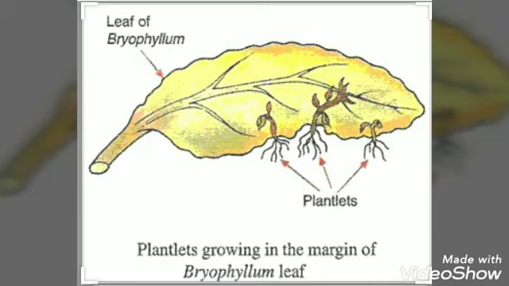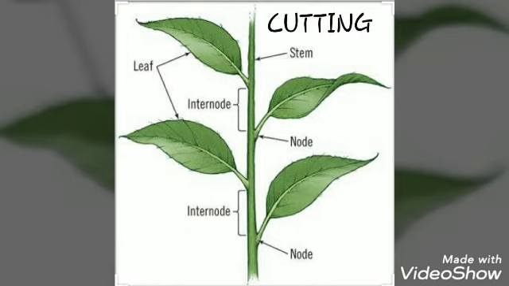Similarly, let us see some more methods of vegetative propagation. The first method is cutting. It is a very common method of vegetative propagation in which plants like roses, sugarcane, etc. can be grown. The stem to be grown is cut into small pieces in such a way that each cutting should have at least 2 nodes and internodes. These are then placed in moist soil or partially immersed in water to give rise to a new plant.